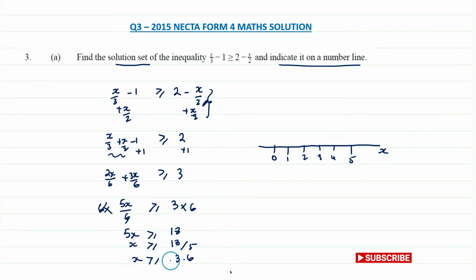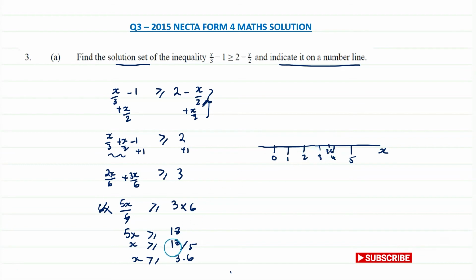I don't have a negative value here, so I don't need to show a negative side, but you can do that if you like. What you need to do is go to 3.6, which is roughly just after the halfway point between 3 and 4. We're going to mark it over here, and then write 3.6.